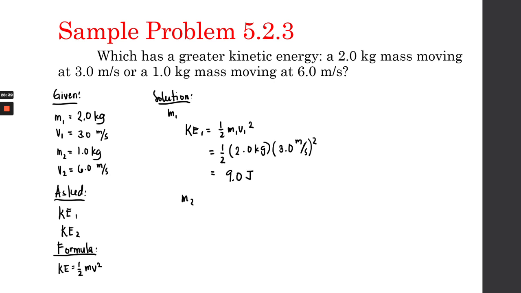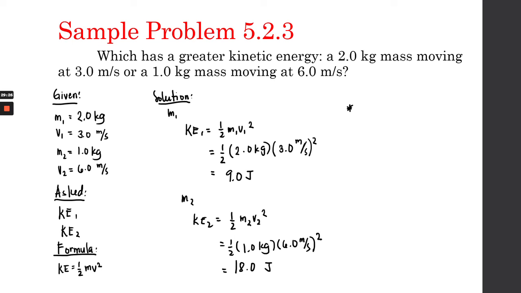Let's take mass 2, which is lighter than mass 1, but it is moving at twice the speed of mass 1. So for mass 2, the kinetic energy is equal to 1/2 multiplied by the mass of mass 2 multiplied by its velocity squared. And that gives us 1/2 multiplied by 1.0 kilogram, and that is 6.0 meters per second. And then square that, and we will find that the kinetic energy for the second object is 18.0 joules.